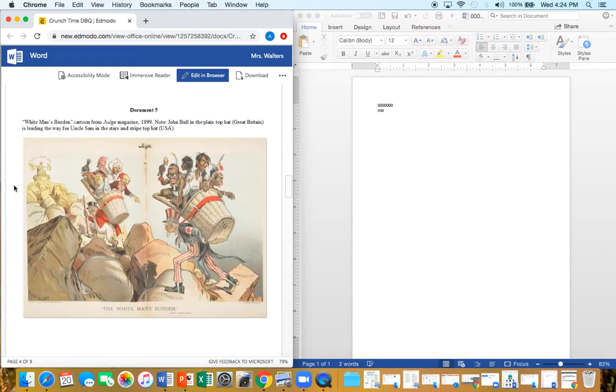Okay, document 5, White Man's Burden. Political cartoon. John Bull in the plain top hat is leading the way for Uncle Sam and the Stars and Stripes. Okay, so we've seen this cartoon, so that's helpful. So this is clearly the ideology of white man's burden, or I could say social Darwinism, in that these regions need the help of industrialized places.